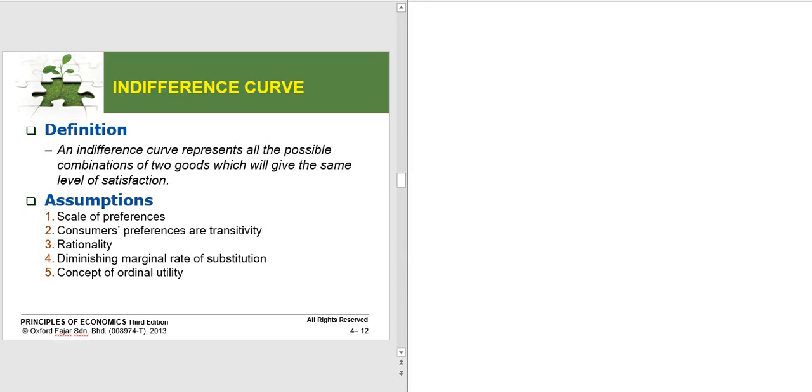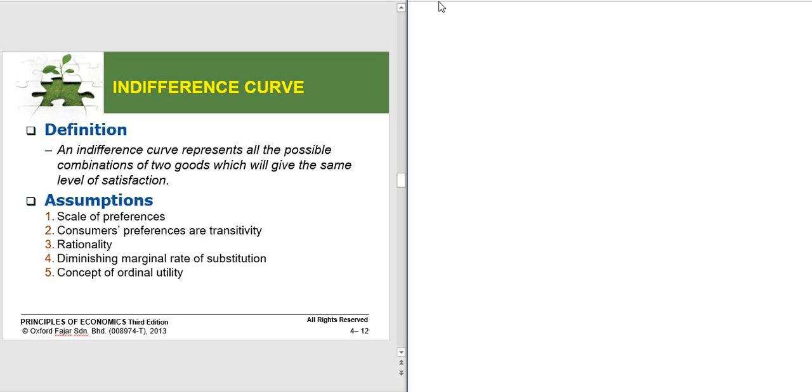Okay, so just now I have explained and given examples on the cardinal approach or cardinal theory related to utility or customers' level of satisfaction. So now we are going to look at the second approach, which is the ordinal approach, which says that utility or satisfaction cannot be measured.